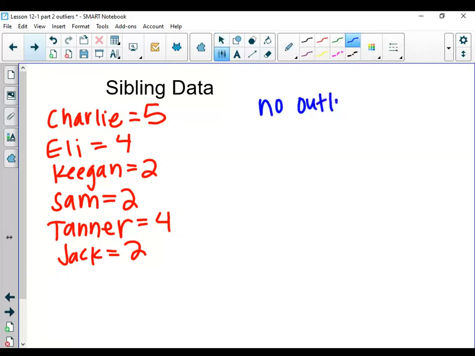And then we found out, well, we didn't have an outlier yesterday, right? So what was our mean yesterday? 3.2. Thank you. So yesterday we found the mean was 3.2. So some of Charlie's siblings would have to go live at Keegan or Sam or Jack's house, and one of Tanner's and one of Eli's, to even it out closer to 3. Then, you maybe have seen this family on TV. They're the Duggars.